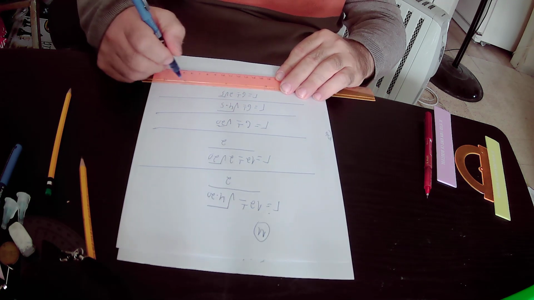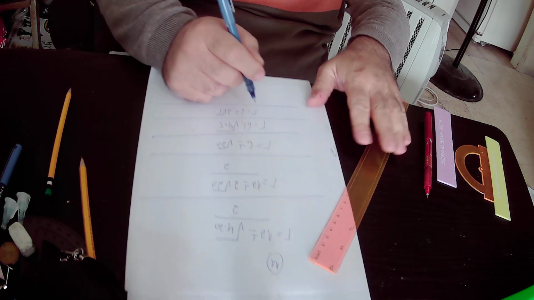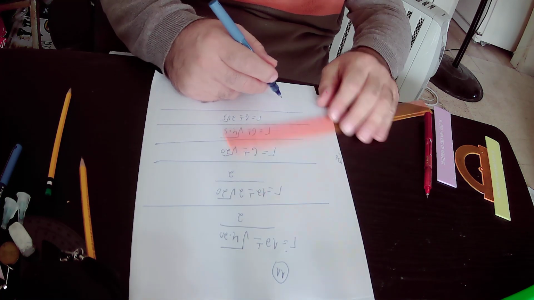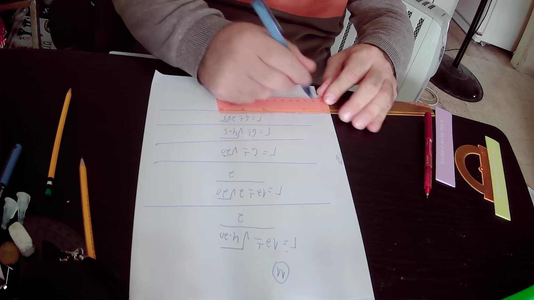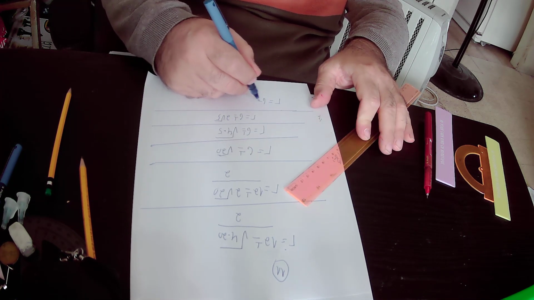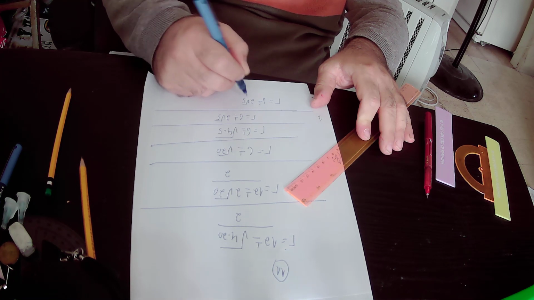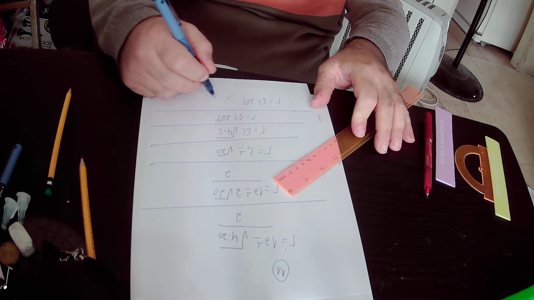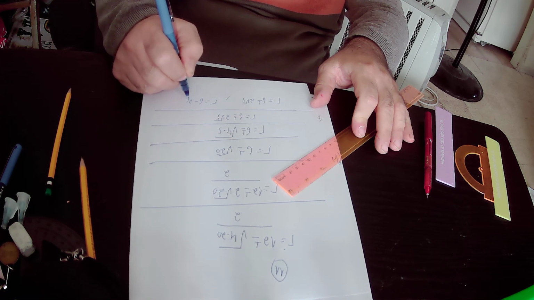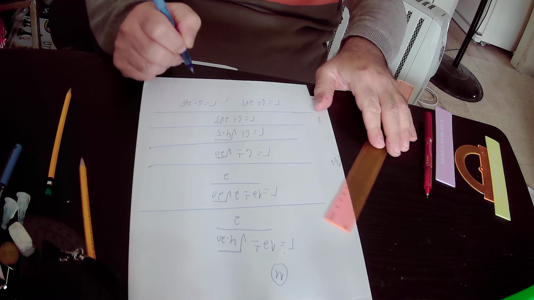So we have here 2 roots for r, or 2 answers for r. The first solution is that r equals to 6 plus 2 times root 5, and the second solution is that r equals to 6 minus 2 times root 5. Okay?